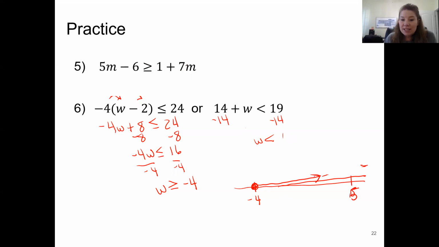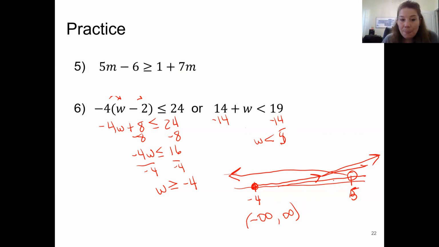All right, so this goes forever to the right, and then we have our 5 that goes to the left. It's a union, so it's any part of our graph. So that's from -infinity, because this goes forever that way, through +infinity, because it's a union and it's any part of the graph that's graphed.